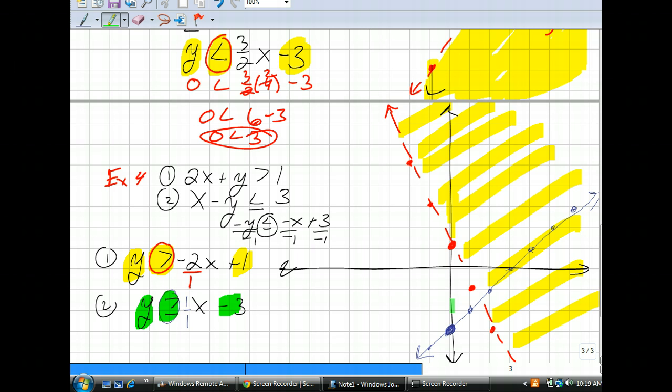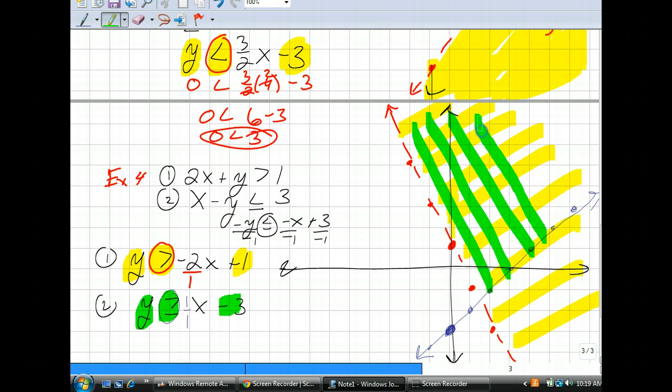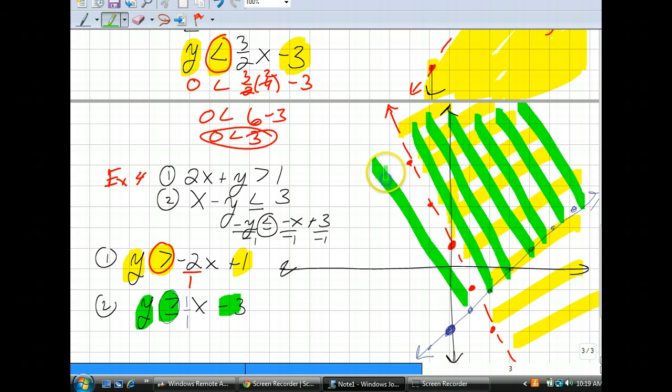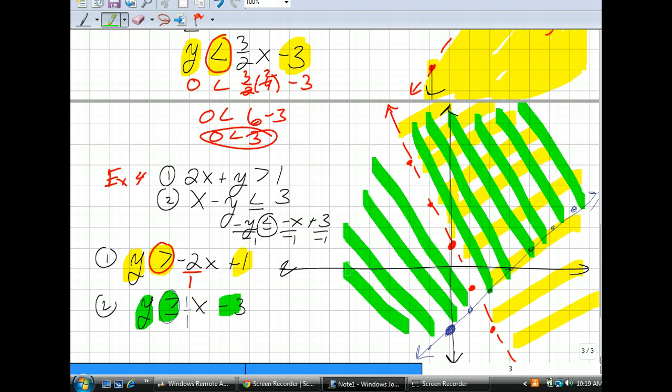But what I'm looking for is where the shading overlaps. So I would be shading above the line, but where it's going to overlap is from here over. So our solution, see, I would be shading here also, but the solution is all of this area where I see both the yellow and the green. So it would be all of this area in here.